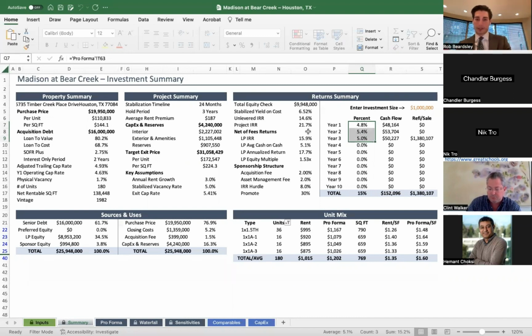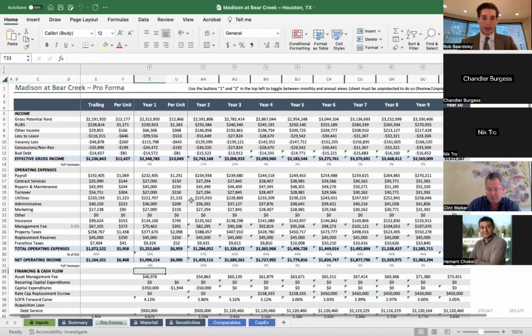And I'll go to the waterfall tab in a minute and show you how we're getting there. But the preferred return in this deal is an 8% preferred return. So just because we have an 8% pref, like we discussed, doesn't mean that we're necessarily ever going to reach that 8%, right? As you can see here, in this case, we are not projecting 8% projected cash flows at any point. So first we'll just skip to the waterfall tab.